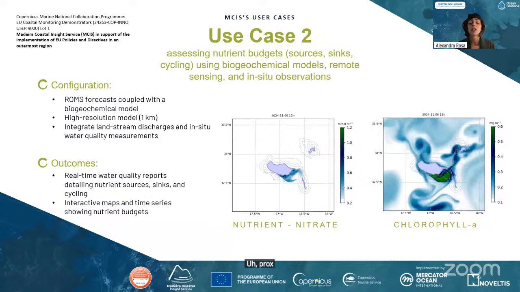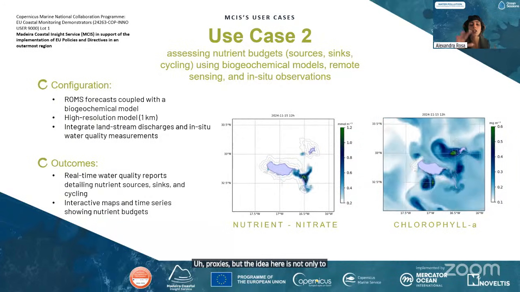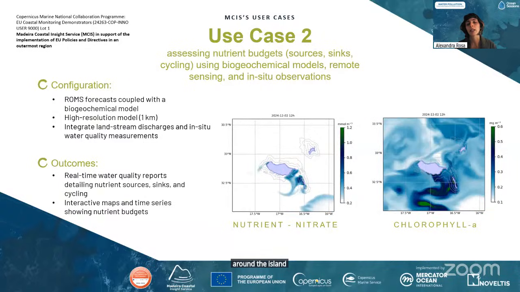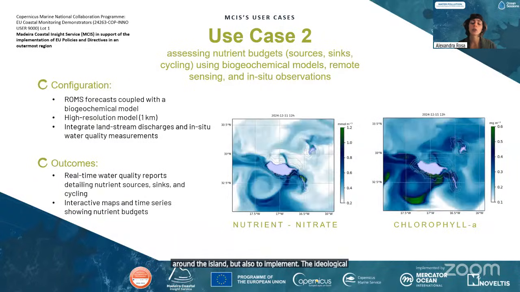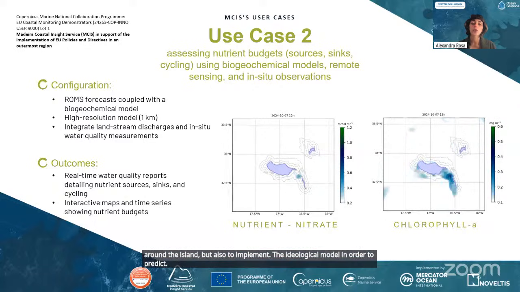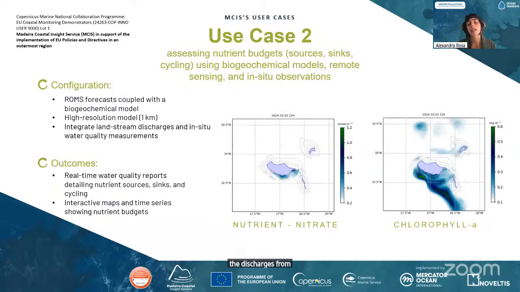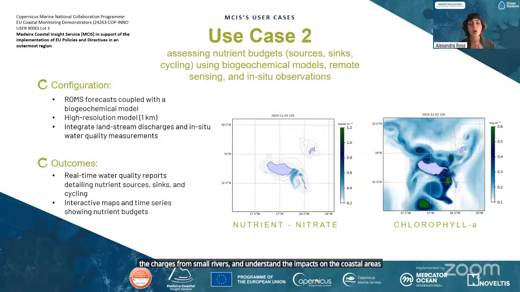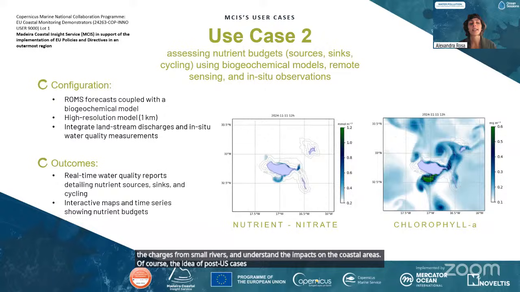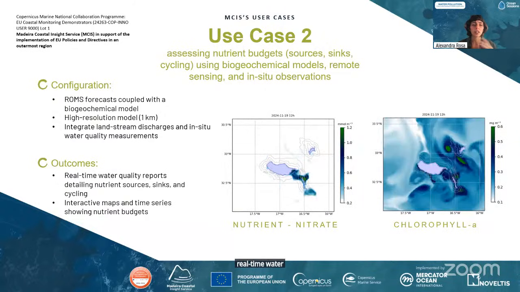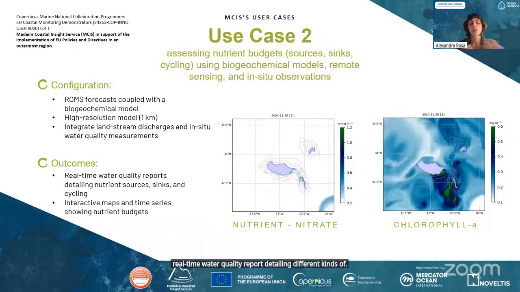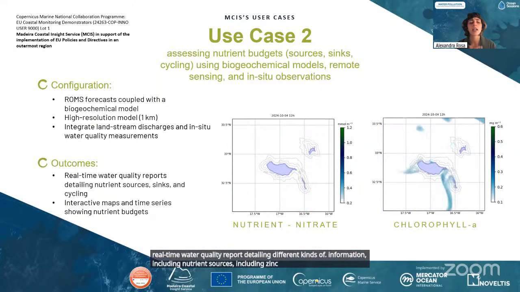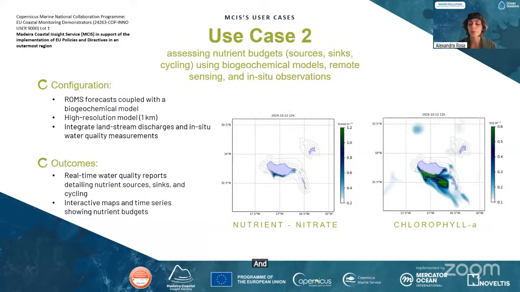But the idea here is not only to have the predictions of the biogeochemical realm around the island, but also to implement the hydrological model in order to predict the discharges from the small rivers and understand the impacts on the coastal areas. Of course, the idea of both use cases is to provide real-time water quality reports detailing different kinds of information, including nutrient sources, sinks and cycling, and interactive maps.